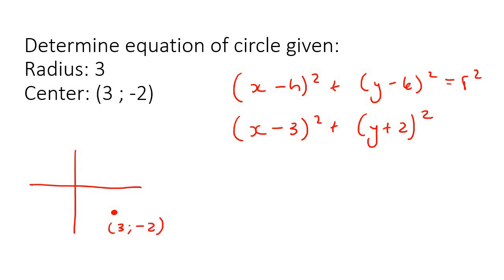So it means that it went 3 places to the right, so that's why we used a minus, because minus means right, and it went 2 places down, that's why I used a plus, because plus means down. And then the radius is 3. Now what is 3 to the power of 2? That's just 9, and so that would be the equation of that circle.